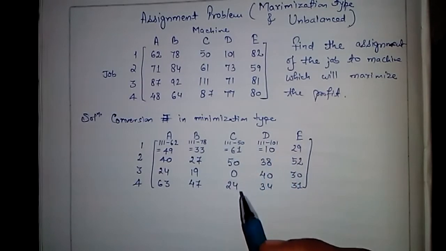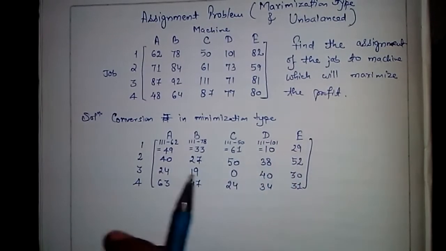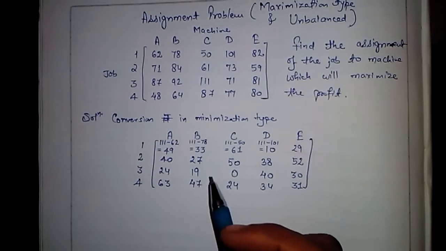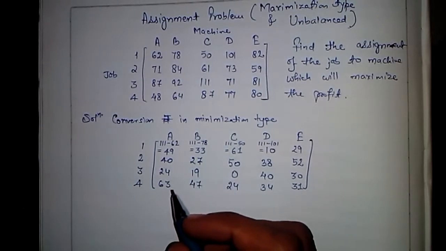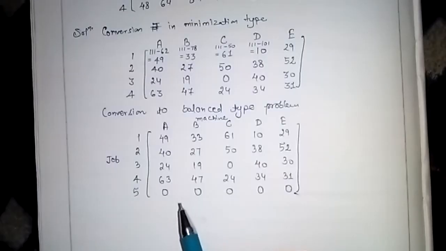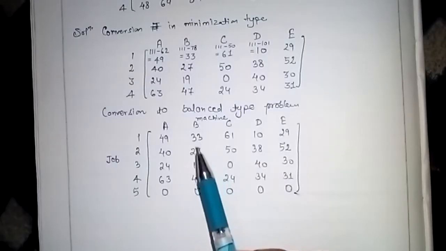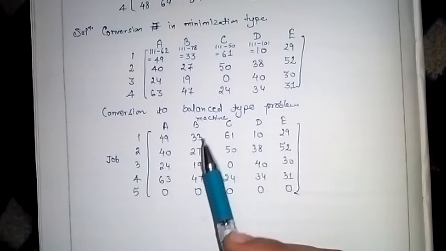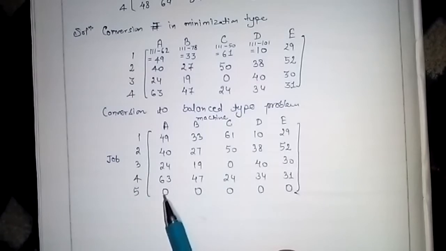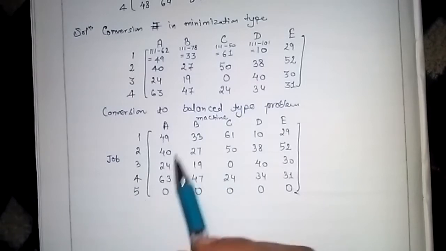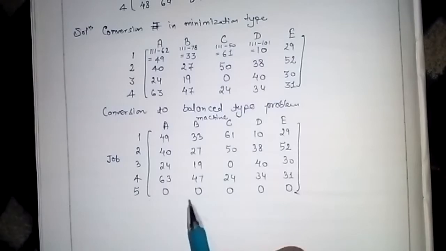Now it is also an unbalanced problem. To convert it into a balanced problem, we will introduce a dummy variable. Now you can see, to make it a balanced problem, we have introduced a fifth job, and that is a dummy variable, and the cost associated with each assignment of the fifth job is 0.